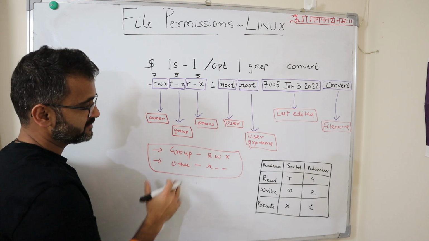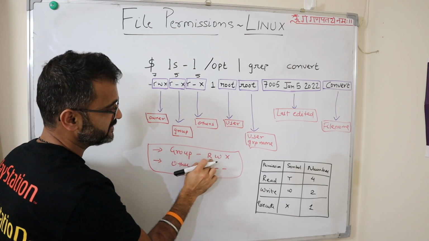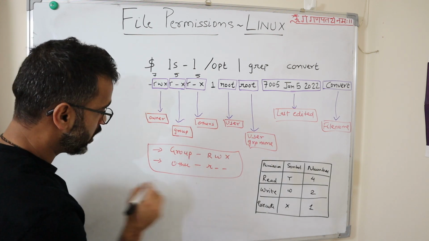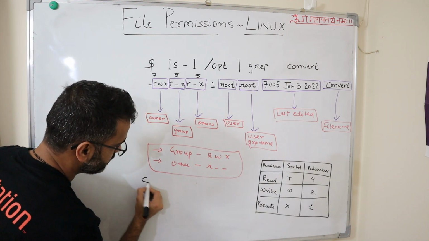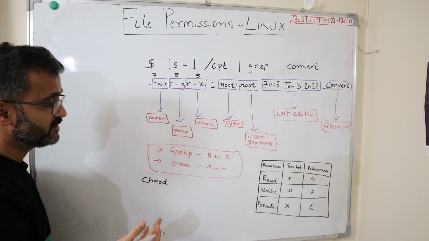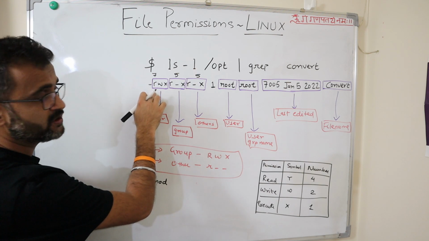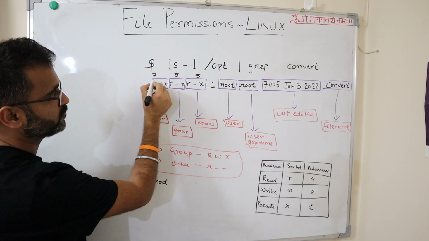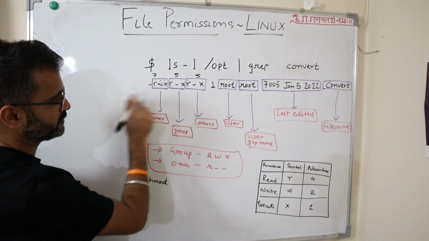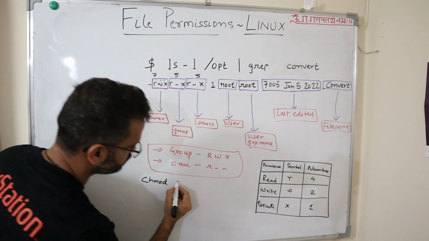We want to say that the group should have read, write, execute as well, and the other should only have read. So how will the command work? The command will be chmod, and now we have to calculate. For the owner, we know that it is 7, so 4 plus 2 plus 1. Okay, so 7 is correct because we are not changing anything for the owner. So it would be 7.